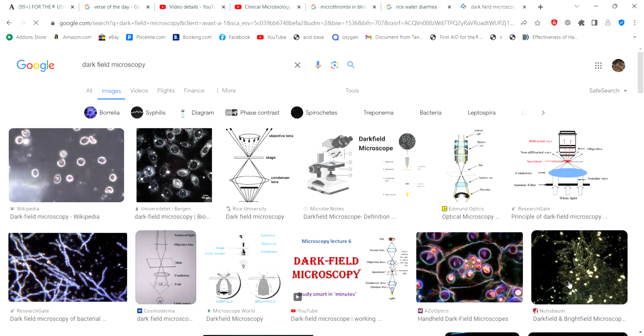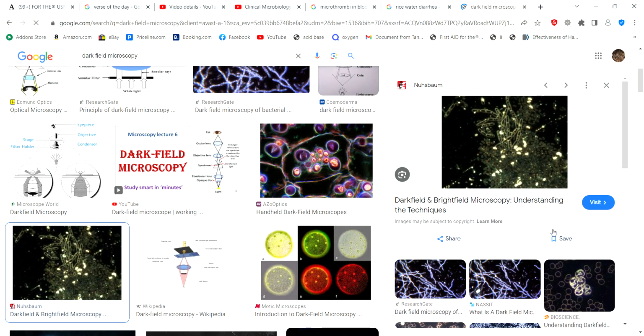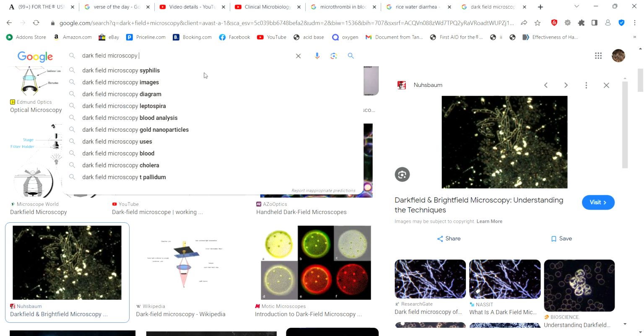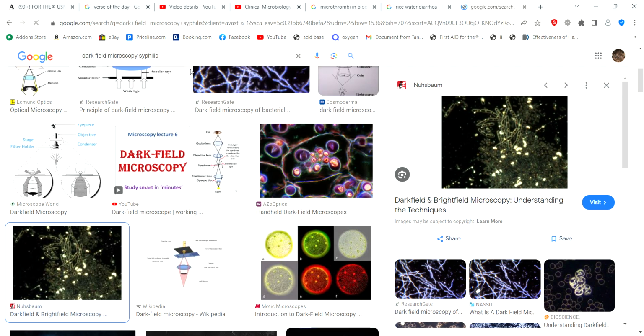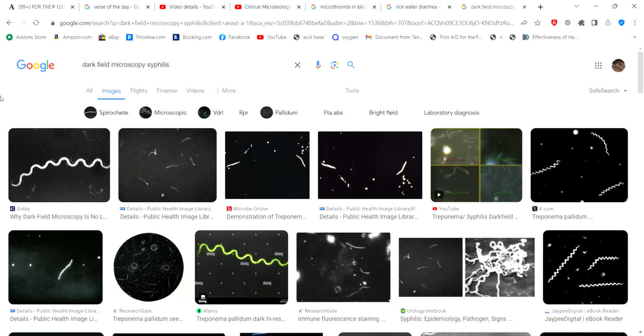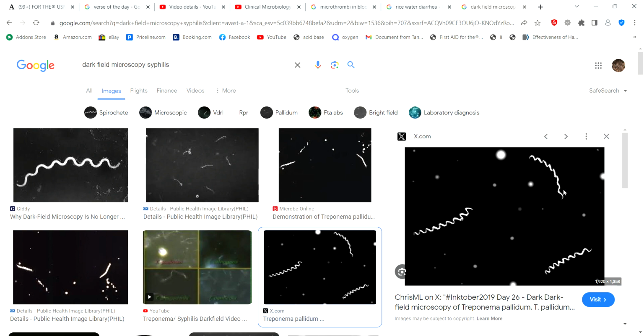Okay, so you see bacteria in the dark. Dark field microscopy, syphilis. So this is syphilis. This is exactly what it looks like. Treponema pallidum is what causes syphilis. Alright, now we're gonna go on to Lyme disease.